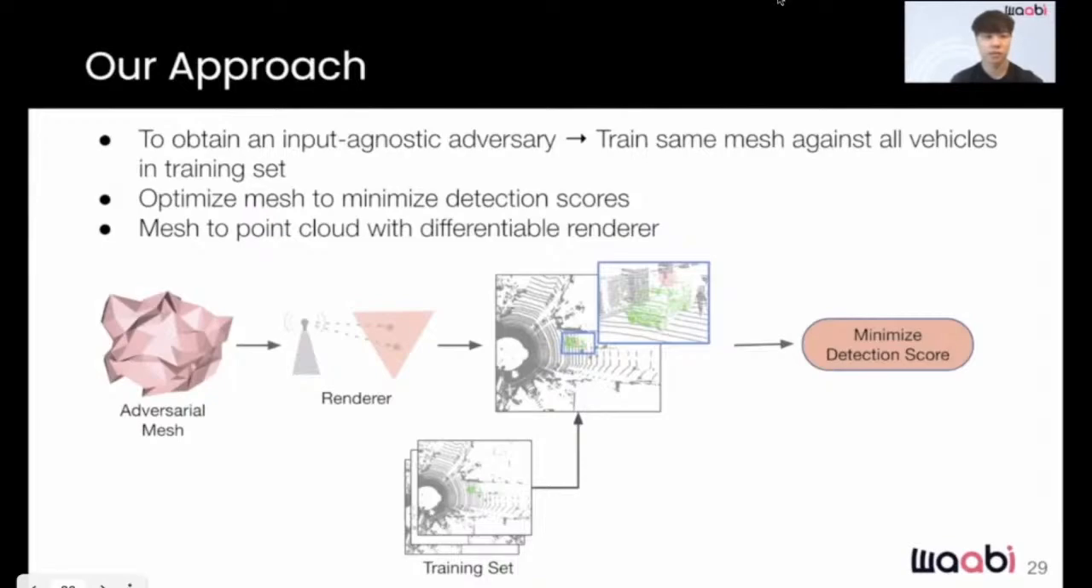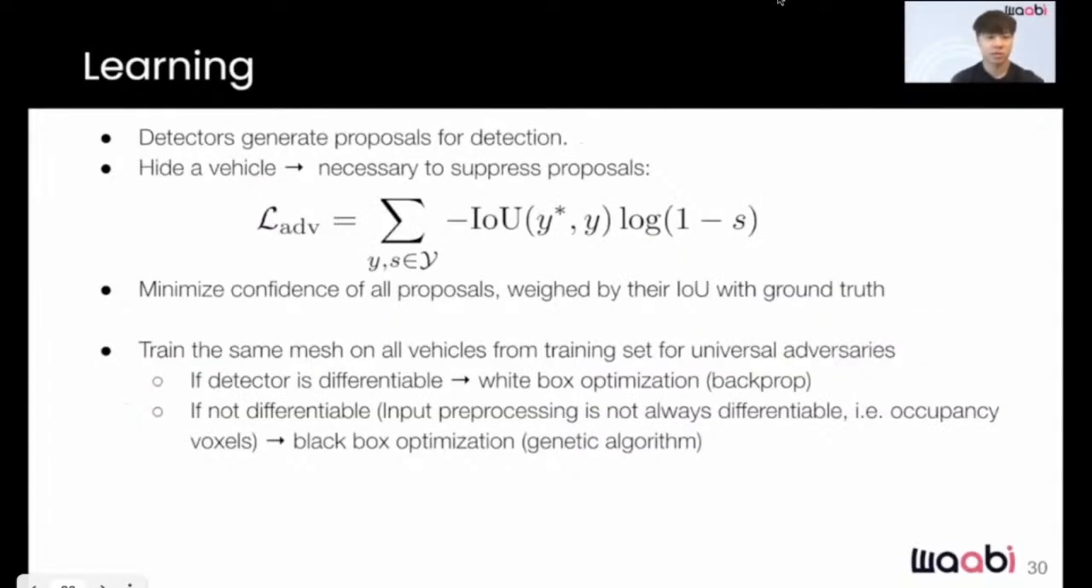In particular, to minimize detection scores, our adversarial loss minimizes the confidence of all bounding box proposals. In addition, we weigh the proposals by their intersection over union with the ground truth bounding box to prioritize high-quality proposals. We mainly rely on black box optimization as it's applicable to all models, whereas some detection models are not differentiable end-to-end. Even when gradients are available, we find that white box attacks are of similar strength since black box optimization works well for low-dimensional mesh parameterization.